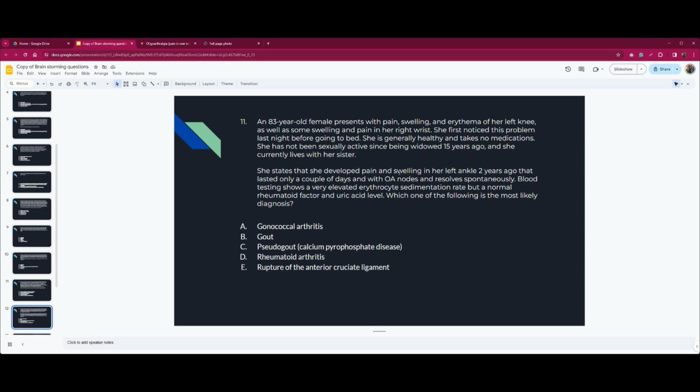The pain and swelling in her left ankle also developed 2 years ago, lasted only a couple of days with osteoarthritic nodes, and resolved spontaneously. Blood testing shows a very elevated ESR, but a normal rheumatoid factor and normal uric acid levels. Which of the following is the most likely diagnosis at this point? Gonococcal arthritis, gout, pseudogout, rheumatoid arthritis, or rupture of the anterior cruciate ligament?